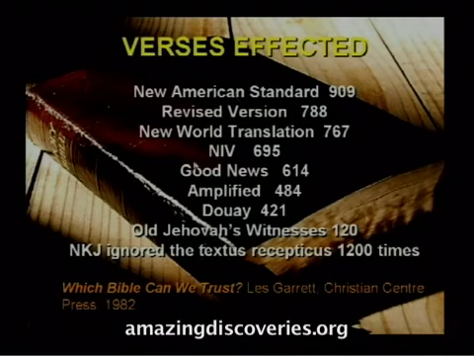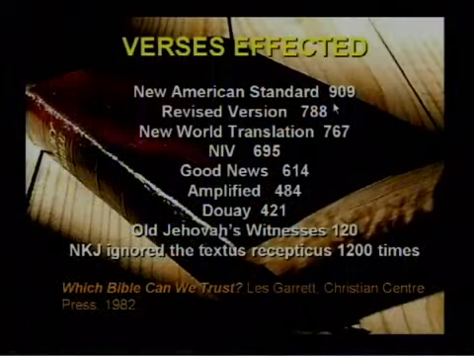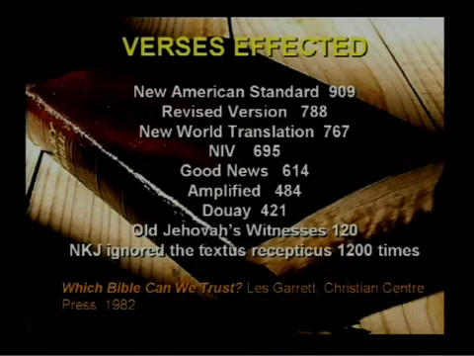Very strange. The old Jehovah's Witness Bible only had 120 verses affected. And when that came out, there was a huge hue and cry over the massive changes that they made. And today, nobody realizes that they're sitting with 909 verses affected, which makes the 120 look like a kindergarten. The New King James Version ignored the Textus Receptus 1,200 times.